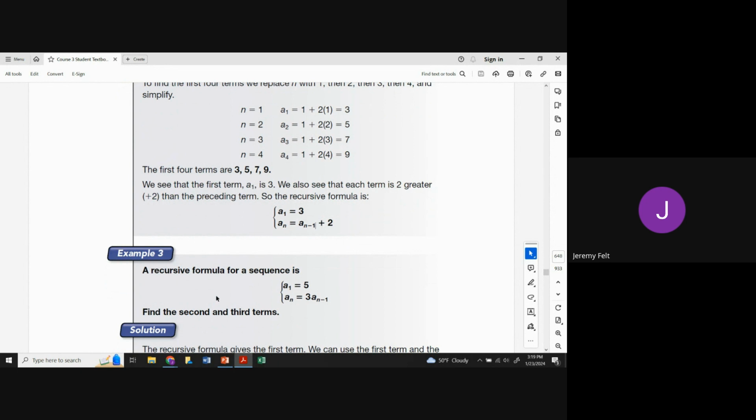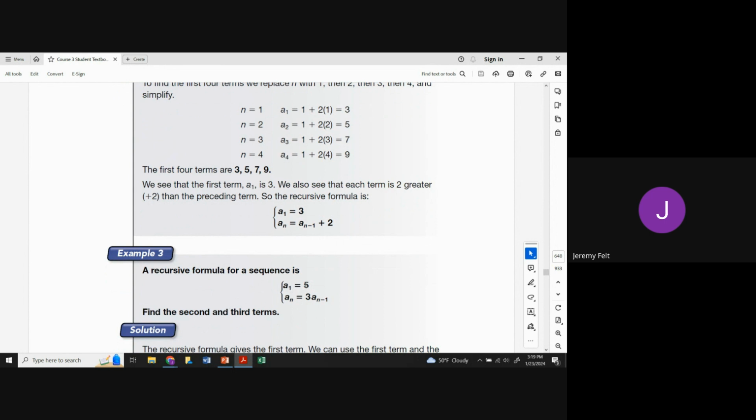If we're given the recursive formula, a of 1 equals 5, so that's our starting point. A of n equals 3 times a of n minus 1, or our previous value. Find the second and third terms.